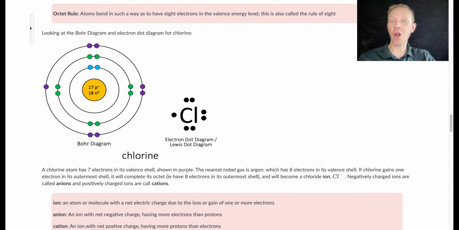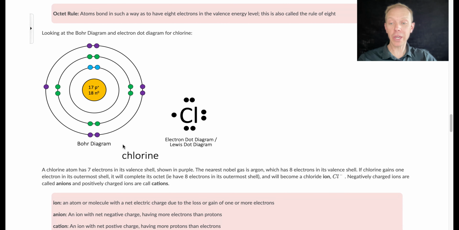In nature, atoms always want to be stable. One way they can achieve this is by having a full valence shell, meaning they have the maximum number of electrons possible in that outermost energy level. The octet rule states that atoms are going to bond in such a way as to have 8 electrons in that valence energy level. This is sometimes called the rule of 8.